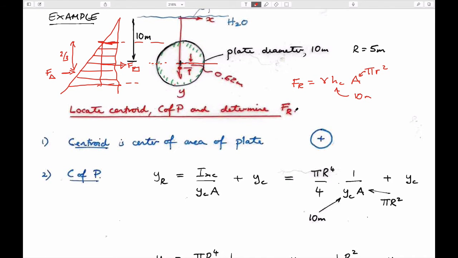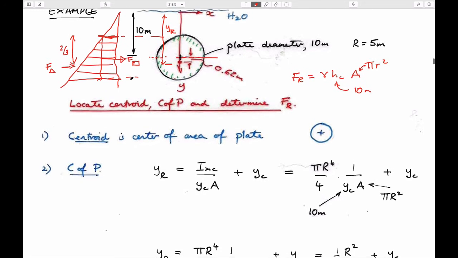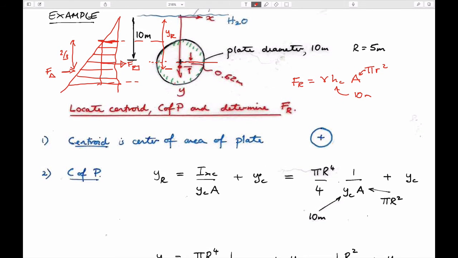But where does it act? It acts at some location y sub r. And the distance from here to this point here, which we don't know, is y sub r. We think it's always going to be below the centroid, or at the centroid. You can rationalize that, and the way we calculate it is just by using this formula. The reason it has to be at the centroid or below is because it's given by the depth of the centroid plus some number, and this number is always positive.